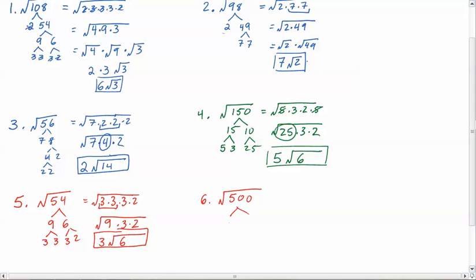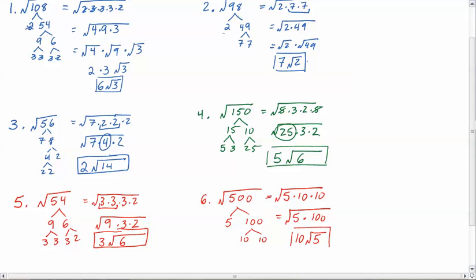I look at that and I see 5 and 100. And 100 is 10 times 10. Now you could keep going. You could break the 10 up to the 2 and the 5, but I see a pair of 10s here. So I'm going to write this as the square root of 5 times 10 times 10, because then I have 5 times 100. I can't take the square root of the 5, so it needs to stay as square root of 5, but I can take the square root of 100 because that's 10 times 10.